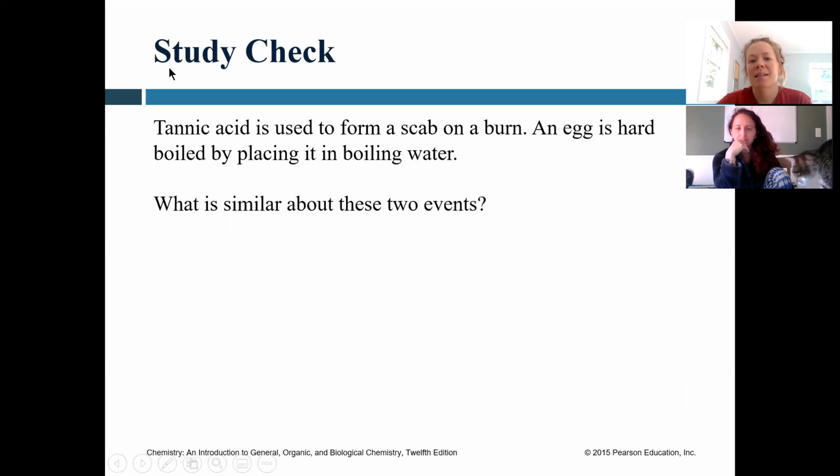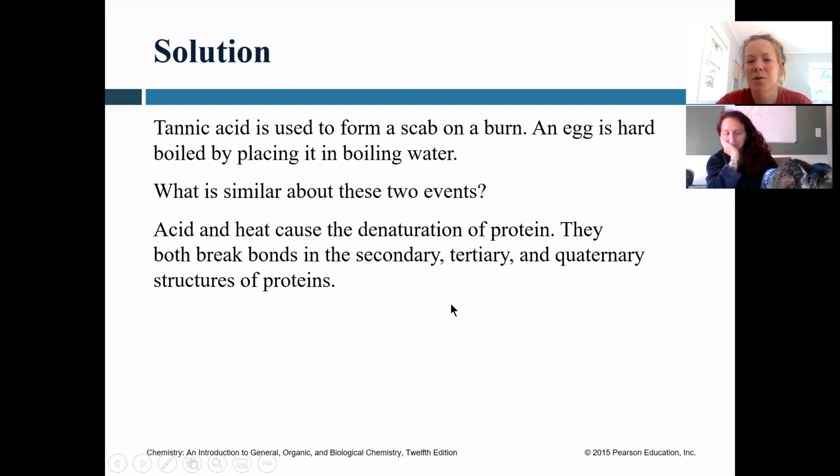So tannic acid is used to form a scab on a burn. They take tannic acid, which is an acid, they put it on if you had a burn, and it will help to quote unquote seal or heal because it's denatured the skin. An egg is hard boiled by placing it in boiling water. We've denatured that egg, we've cooked the egg. What is similar about both of these events? Forming a scab and a cooked egg don't seem like they have a whole lot in common, but what is happening in both situations is you're denaturing the protein. It's so gross, right? Comparing a scab to a boiled egg. That's very unappealing.